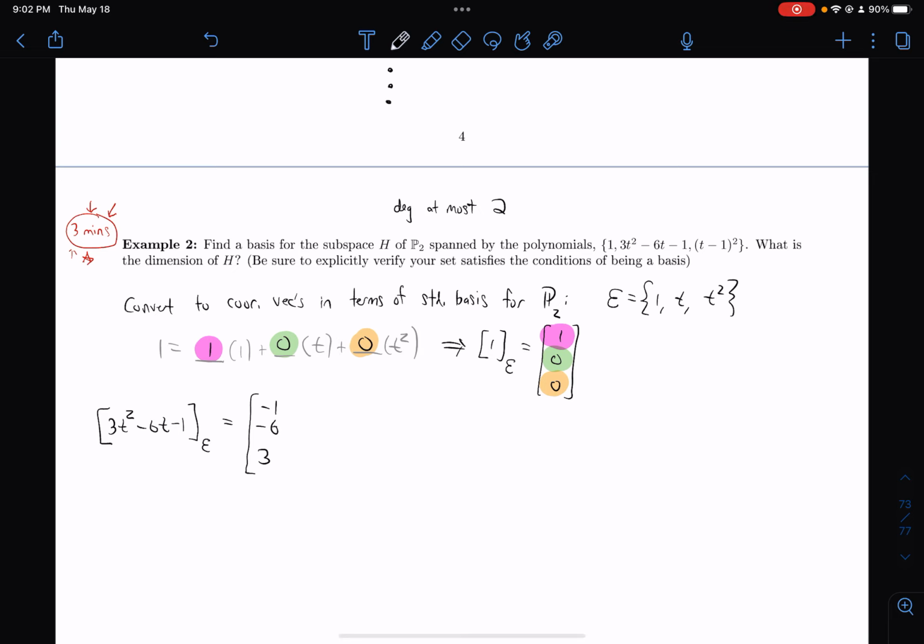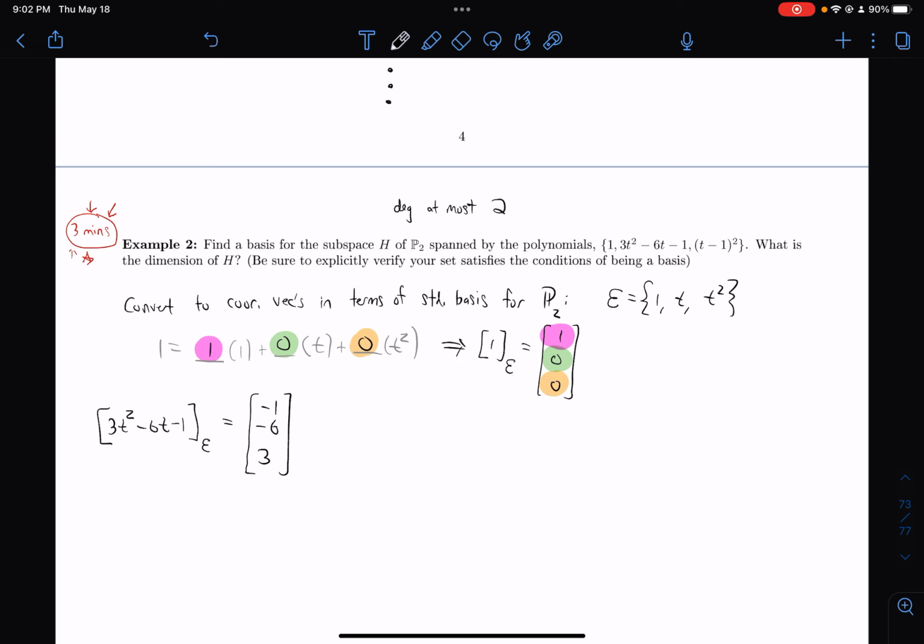So -1, -6, and +3. Okay. If I had wanted to order these basis elements in a different way, that would be totally fine to do, as long as I stay consistent anytime I form my coordinate vectors. That would result in these entries switching spots, but as long as I stayed consistent throughout, it's totally fine.